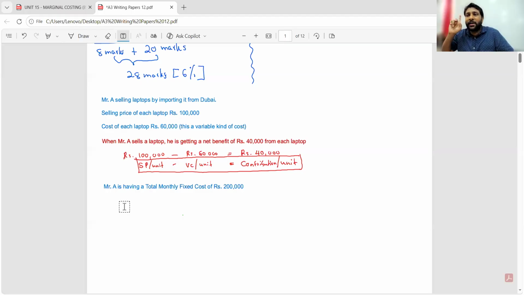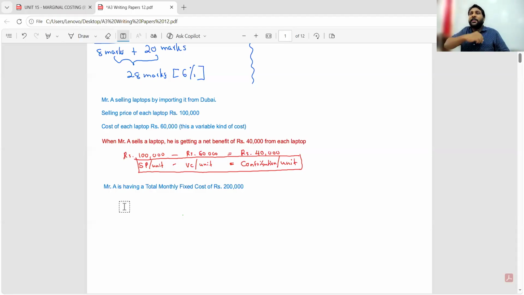To cover this 200,000, how many laptops should he sell? 5 laptops. Why is that? Every laptop, the net benefit that he is getting for his pocket is only how much? 40,000. He will sell it for 100,000, but 60,000 he should send to Dubai, no? To the supplier. Then for his pocket, how much is he getting? Only 40,000.